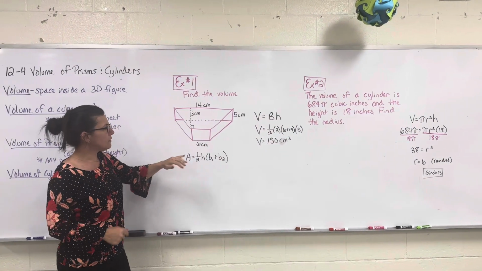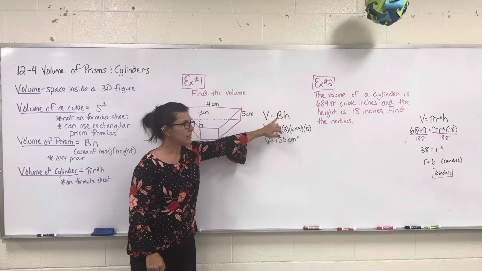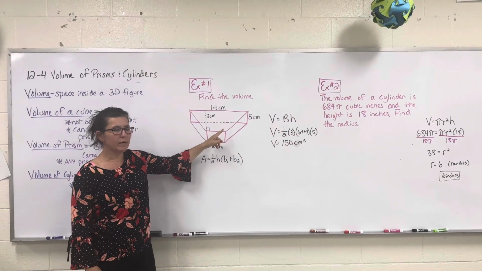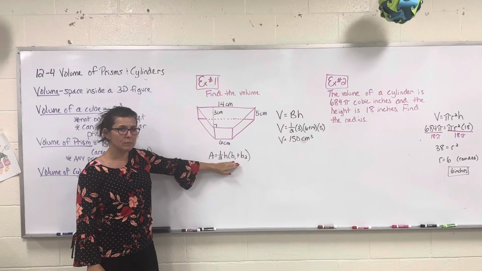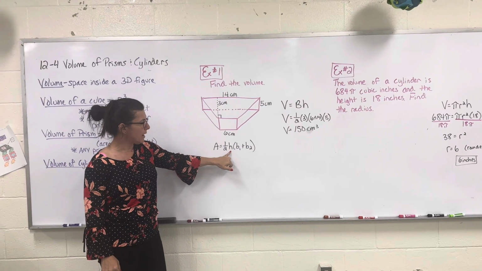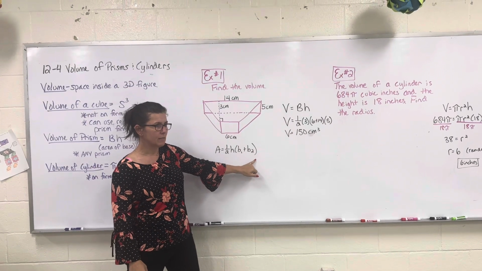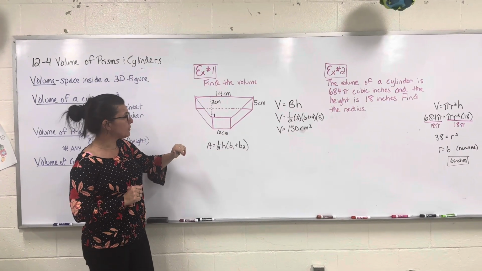So the first thing we need to do is to find the area of the base. This base is a trapezoid, so on your blue formula sheet, you should see this formula for the area of a trapezoid: 1/2 times the height times the sum of the bases. Be really careful you don't make mistakes with this either.